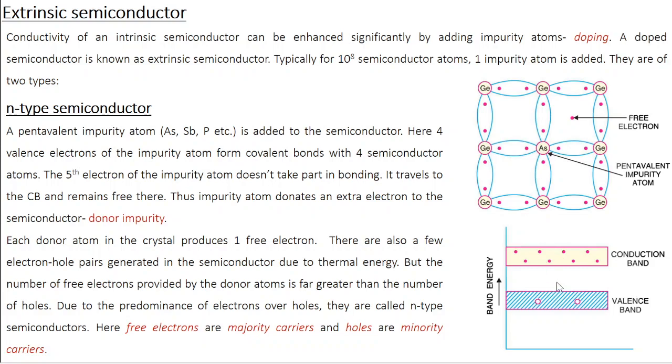If you look at the band structure, you have a large number of free electrons in the conduction band and very few holes in the valence band. So the conducting properties of an n-type semiconductor arise mainly due to the free electrons. That's why we call free electrons the majority carriers and holes the minority carriers.